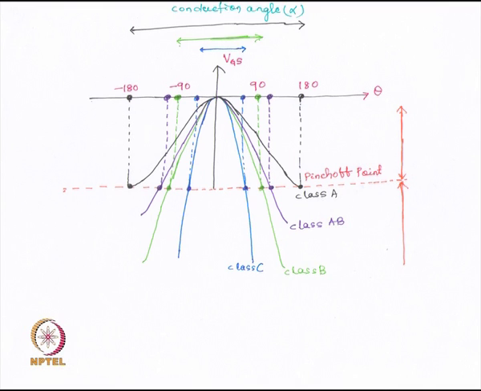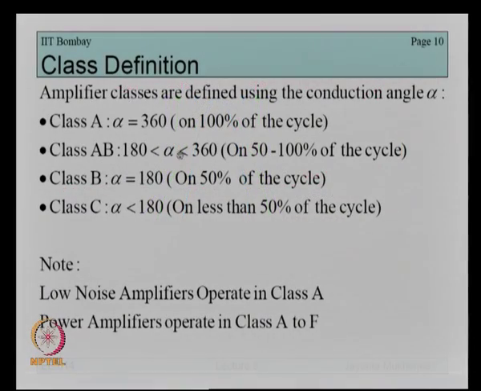If our transistor is conducting for the entire 360 degree phase variation, then it is called a class A amplifier. If it is conducting for a phase between 180 degrees and 360 degrees, then it is called class AB. If it is conducting for exactly 180 degrees, then it is called class B, and if it is conducting for less than 180 degrees, then it is called class C. So, this is how we can classify.